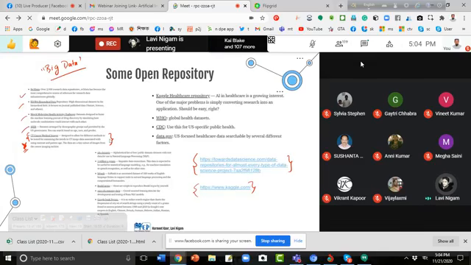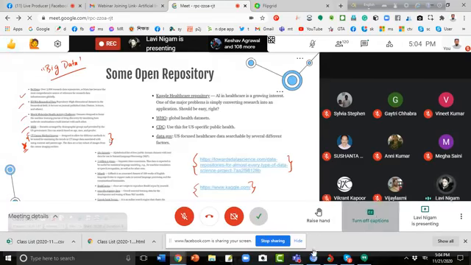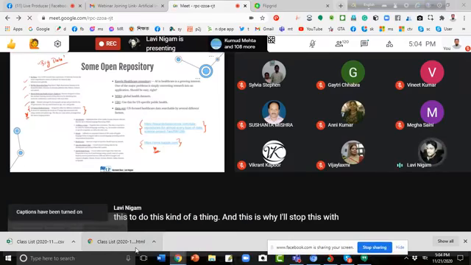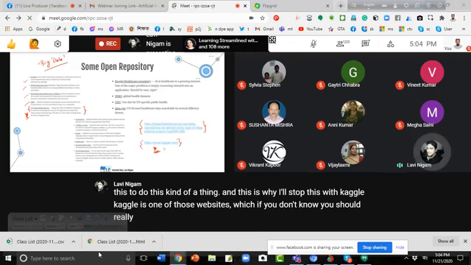This is why I want all of you to go and check these repositories, because you might come up with some different ideas of solving a problem. Your students might come up with different ideas of maybe let's use this to do this kind of a thing. And this is why I'll stop this with Kaggle. Kaggle is one of those websites which, if you don't know, you should really make it a part of your classes.